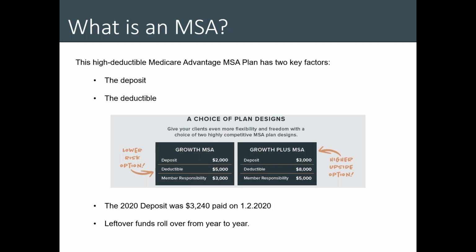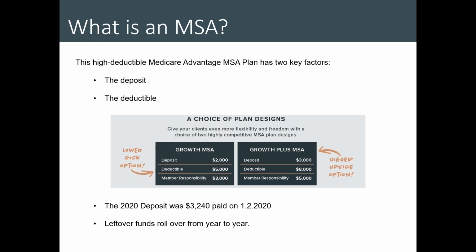Well, what we're doing for 2021 is every person who has bought any of the different plans, no matter if it was region 1, 2, or 3 in the different states, are all going to be crosswalked to the growth MSA, the $2,000 deposit with the $5,000 deductible. People can elect to go to the Growth Plus MSA if they want, but it will default to putting them in the $2,000 deposit, $5,000 deductible.